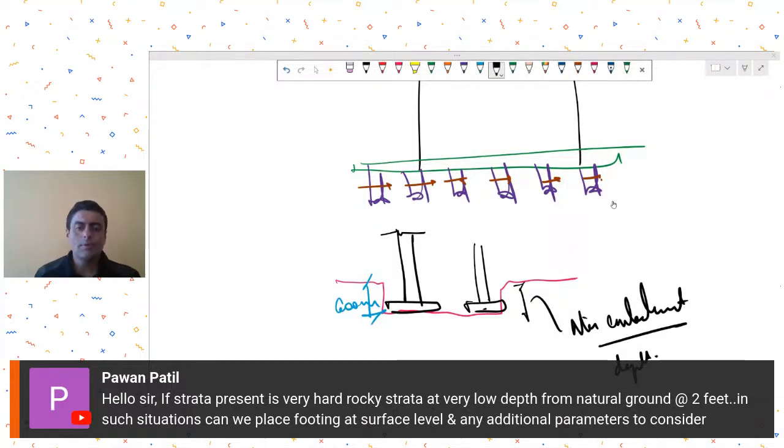Otherwise, it's okay to provide your footing at even shallower depths if sufficient bearing capacity is achieved over there. Or if your strata is such that you are getting good bearing capacity of soil or rock, you may rest your footing at that level also. But there is a codal provision which gives you the minimum embedment depth. You may have to follow that. Okay, right.